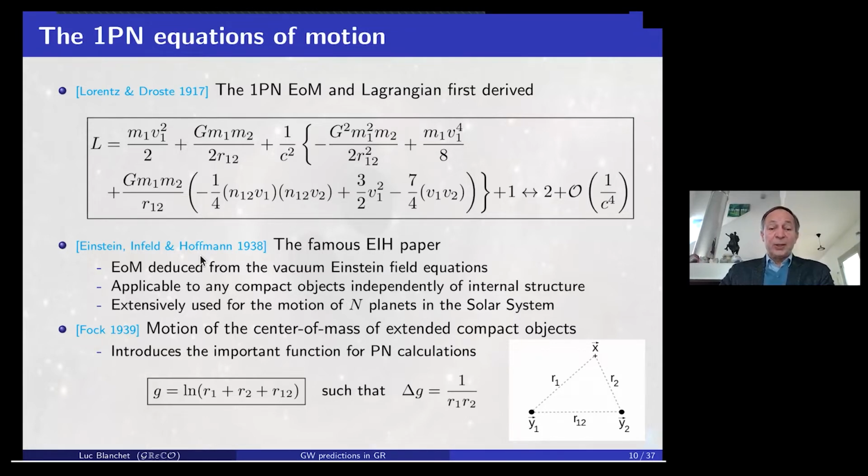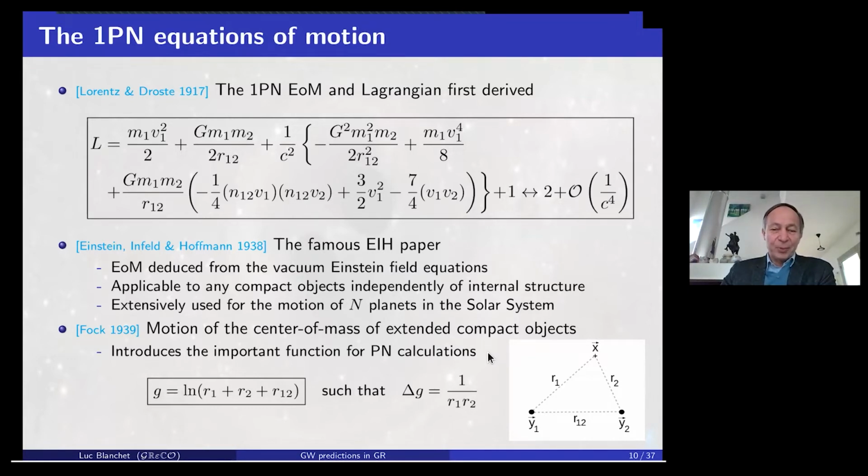This work was rediscovered in the 30s in the famous Einstein-Infeld-Hoffmann paper, where the equations of motion are actually deduced from the vacuum Einstein field equations and are therefore independent of the nature of the compact object. And these equations are extensively used in the solar system for the motion of N planets. An important work also has been the work of Fock, notably in his book, where he computes the motion of the center of mass of some extended compact object.